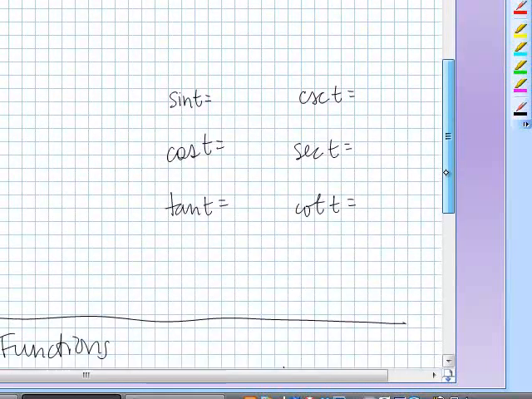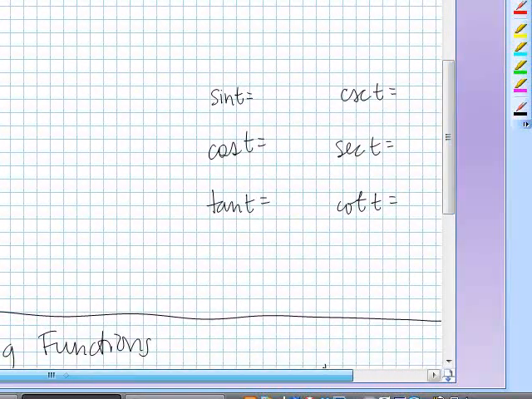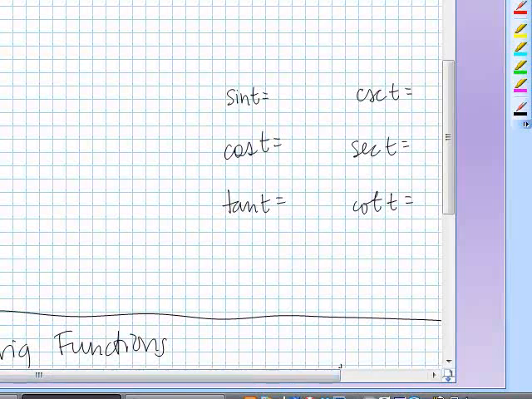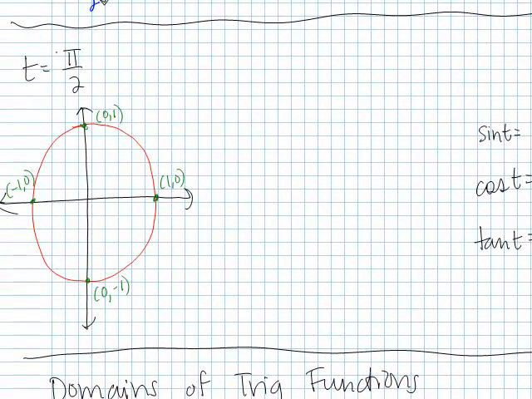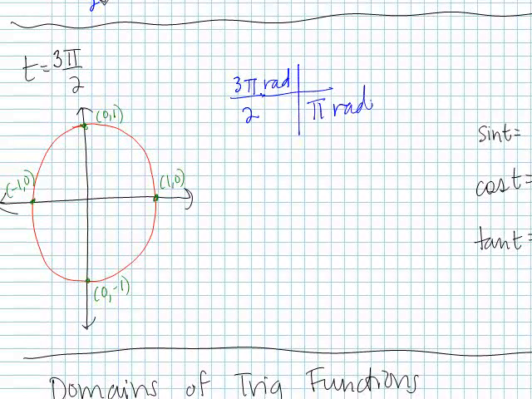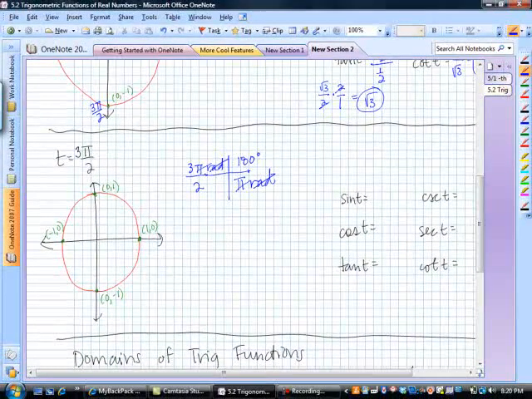Now let's try a simpler one. Let's find, well, let's not do pi over 2 because pi over 2 is 90 degrees. Let's do 3 pi over 2. Let's find the 6 trig functions of 3 pi over 2. First thing you need to do is locate that on the unit circle. 3 pi over 2 radians times pi radians over 180 degrees. Cancel radians, cancel pi, and you see that this is 270 degrees. So we know 3 pi over 2 is located here.